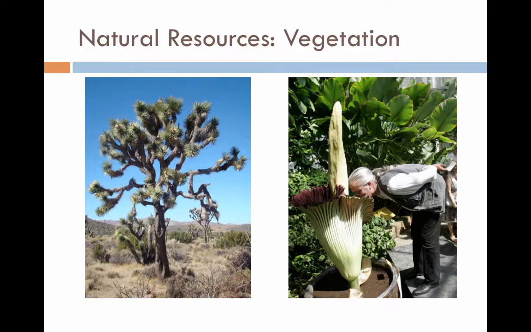Vegetation can be another tourist attraction that's a natural resource. Again, there's an image here from Joshua Tree National Park. The Joshua trees themselves, very beautiful and serve as a tourist attraction, particularly where there are forests of those things. The image on the right is an image of the world's largest flower, which is also known as a corpse flower. The corpse flower stinks like rotting flesh. It does this to attract flies to help out in the pollination process.